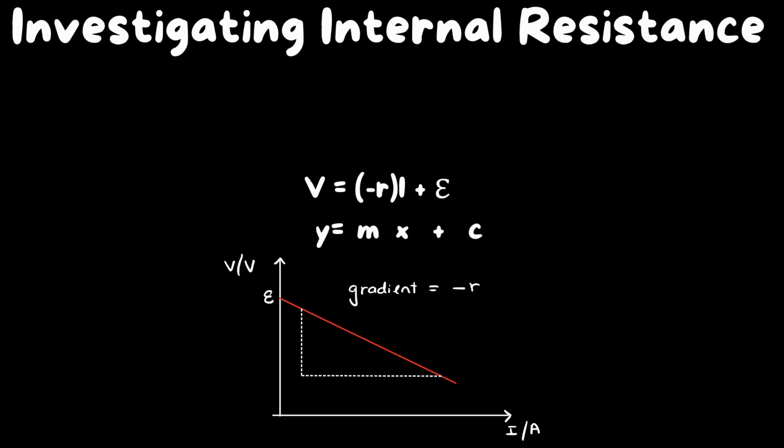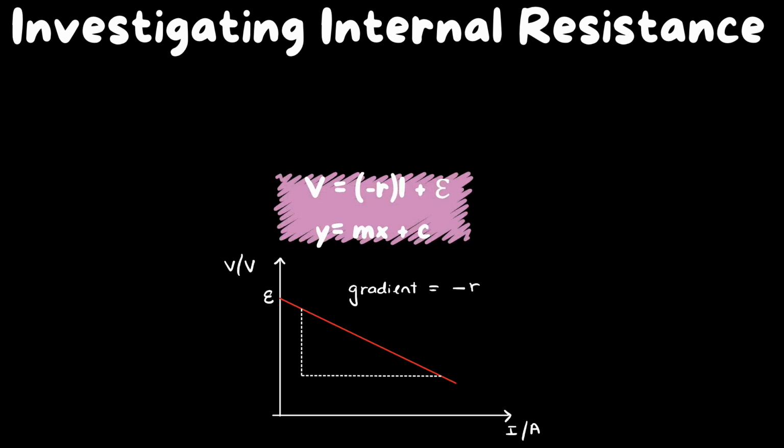equals mx plus c. Now m over here is the gradient of the line, as we have the current on the x-axis and voltage on the y-axis. So that's your gradient, and bear in mind that because it's a negative gradient, the negative sign in front of r will essentially cancel out. And secondly, the y-intercept would represent the EMF of the source.